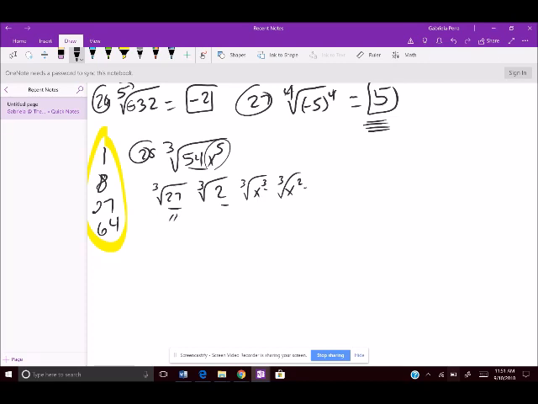Now what is the cube root of 27? 3. What is the cube root of 2? Nothing, it stays. What's the cube root of x cubed? x. And can we do anything here? No. So once you have that, numbers without cube roots go up in the front, and everything else stays where? Inside. And that's your answer.